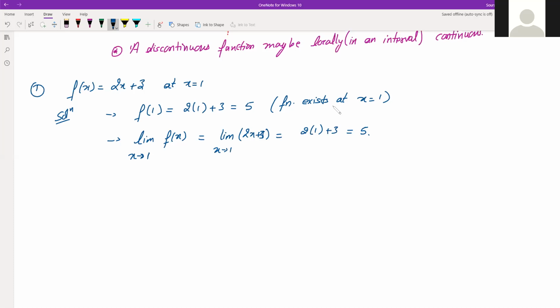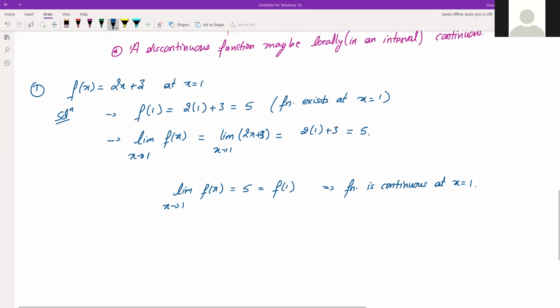So we say that limit x tends to 1 of f(x) is equal to 5, and that is equal to f(1). So that's why the function is continuous at x equals 1. So this is how we are going to solve such problems. Now this was a very simple problem, just a warm-up problem, and let's move to some other problems.